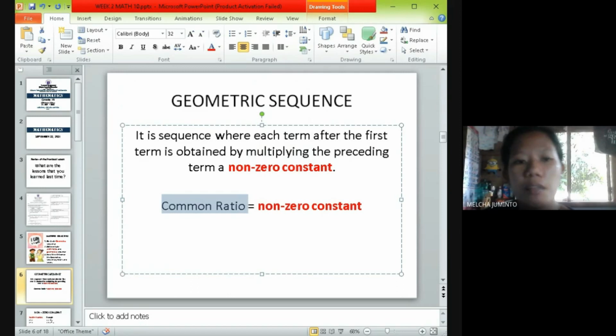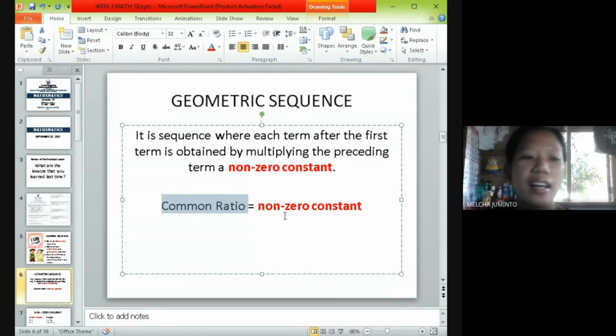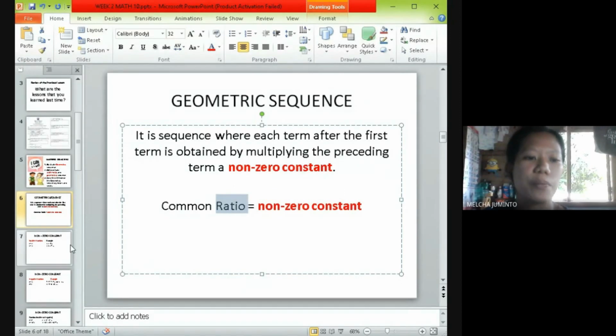How about in arithmetic? What do we call that number being added? If in geometric, that is called common ratio, how about in arithmetic sequence? What do we call that common term? Difference po. Common difference, correct. Okay, so here in geometric sequence, you will not find common difference, instead common ratio.